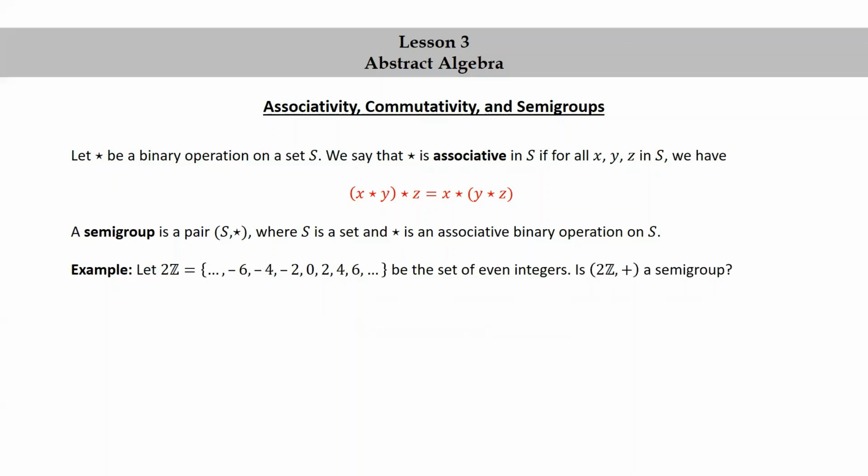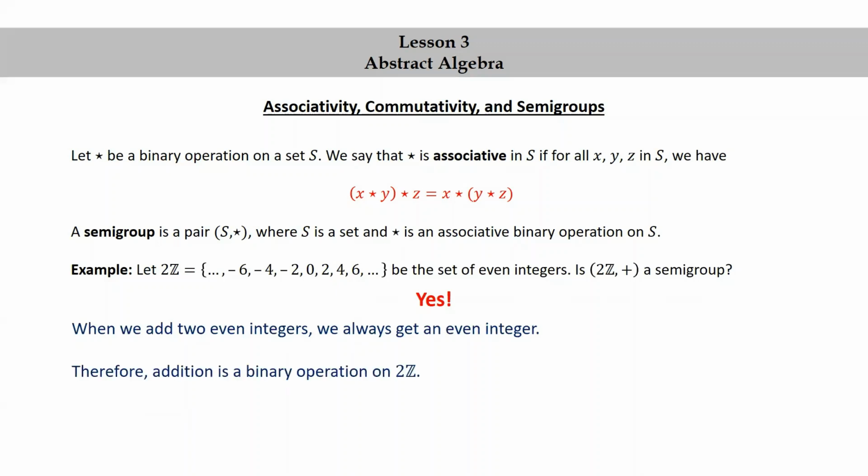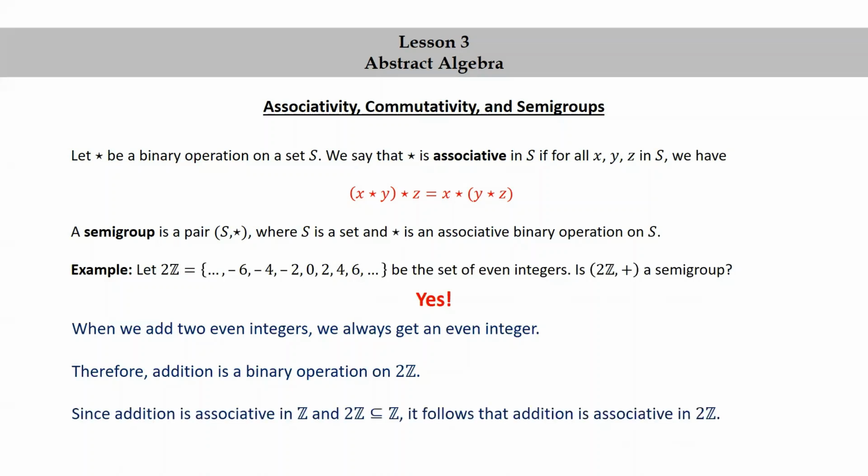As another example, is 2Z together with addition a semigroup? Again, the answer is yes. When we add two even integers, we always get an even integer. Therefore, addition is a binary operation on 2Z. Since addition is associative in Z and 2Z is a subset of Z, it follows that addition is associative in 2Z. Again, using the property that associativity is closed downwards. So 2Z together with addition is a semigroup.